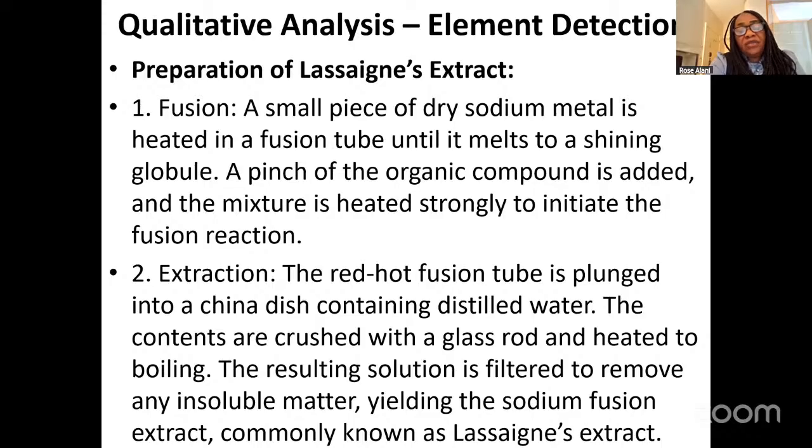Then the red hot fusion tube is plunged into a china dish containing distilled water. The contents are ground with a glass rod, then heated to boil. The solution is filtered to remove any insoluble matter, and the filtrate is the extract. This is Lassaigne's extract, which you are going to use for all your different tests.